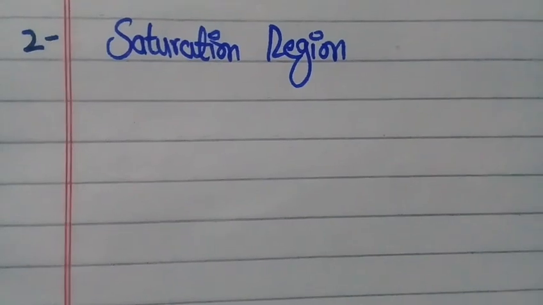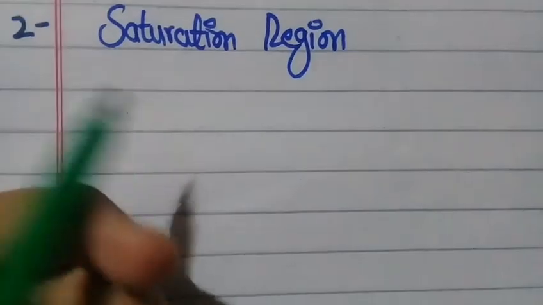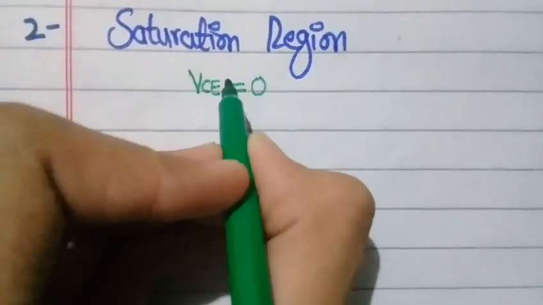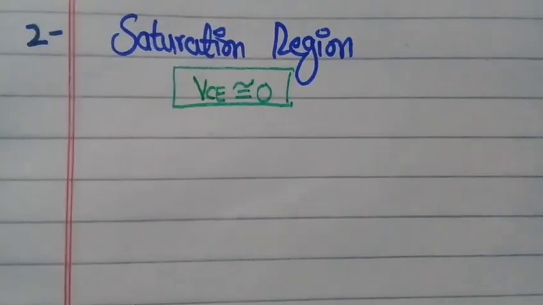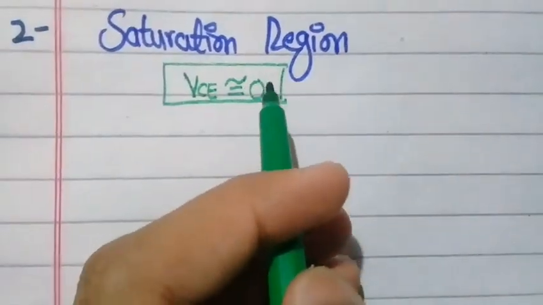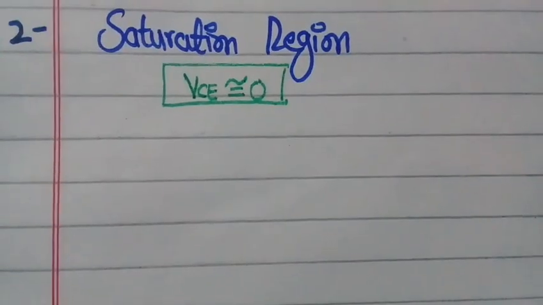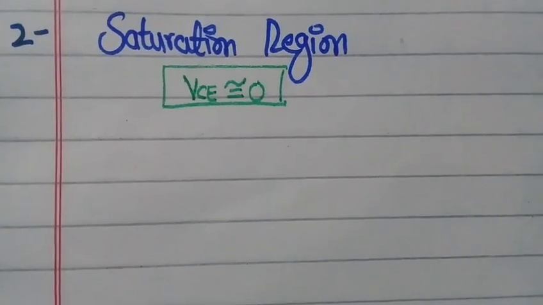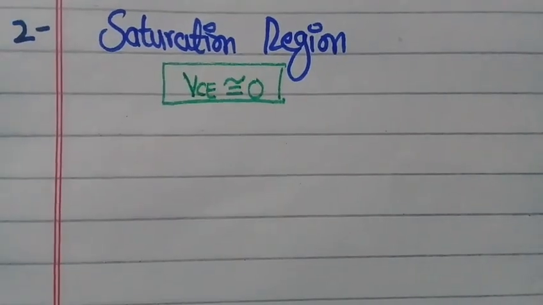So guys, now we study the second mode of operation of the transistor, which is saturation region. In this region, our collector emitter voltage will be equal to 0 or approximately equal to 0. But in cutoff region, VCE is equal to VCC. In saturation region, VCE is approximately 0. So VCC will not supply any voltage to the collector emitter junction. Therefore, VCE will be equal to 0.